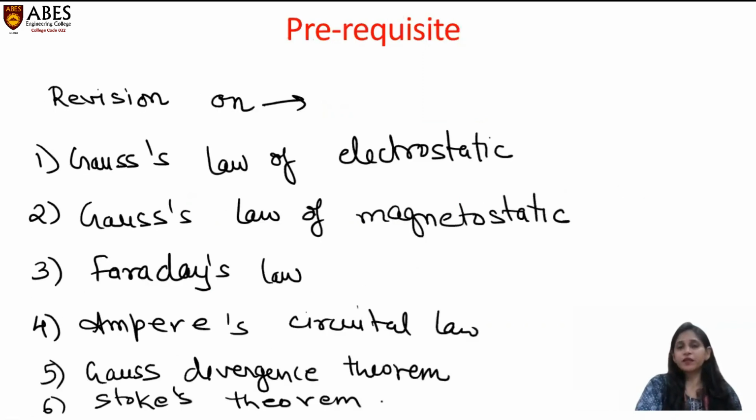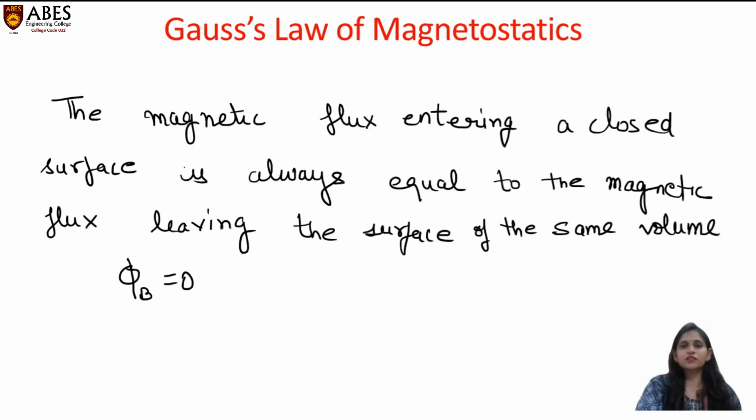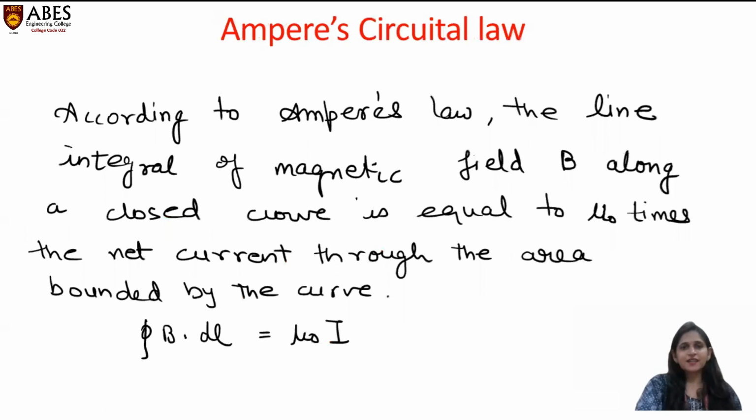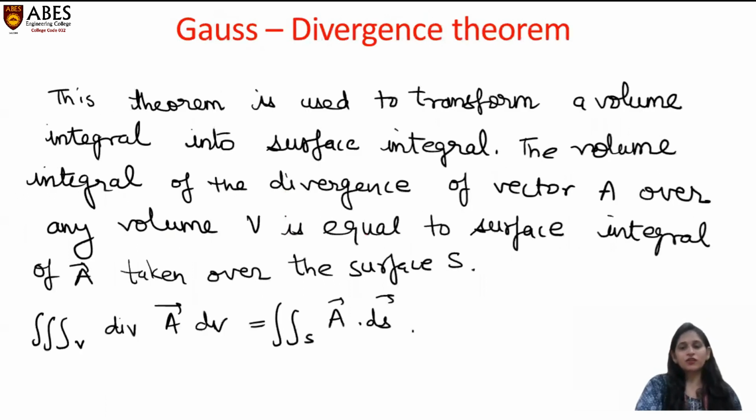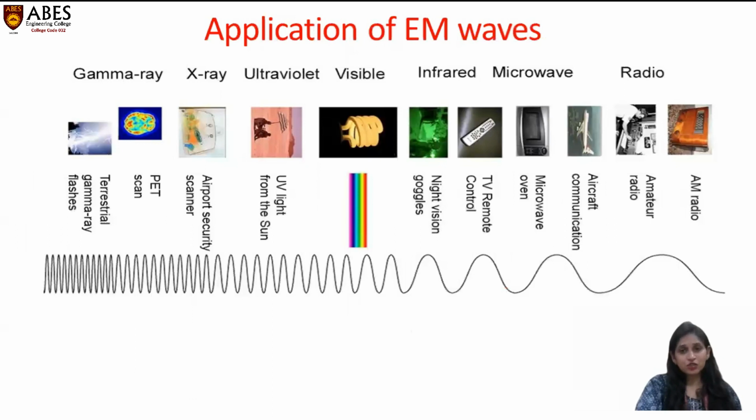Then we talked about the prerequisites, as we did the revision on Gauss's law of electrostatics, Gauss's law of magnetostatics, Faraday's law of electromagnetic induction, Ampere's circuital law, Gauss divergence theorem, and Stokes theorem. These theorems we'll be using in deriving Maxwell's equations. We also talked about the application of EM waves because, as I said, if we are starting a unit, you should know why we are studying that unit.